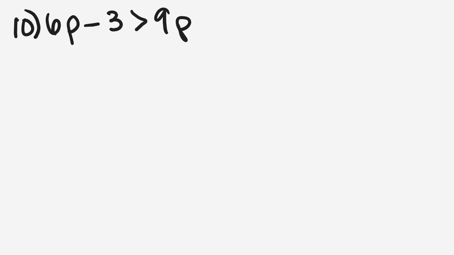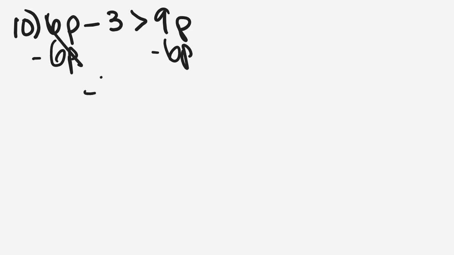All right, number 10 is 6p minus 3 is greater than 9p. So then we are going to put all the variables on one side. I forgot the word for a second there. And all the numbers on the other side. So I'm going to go ahead and move this p over here. I'm going to do that by doing minus 6p, minus 6p.